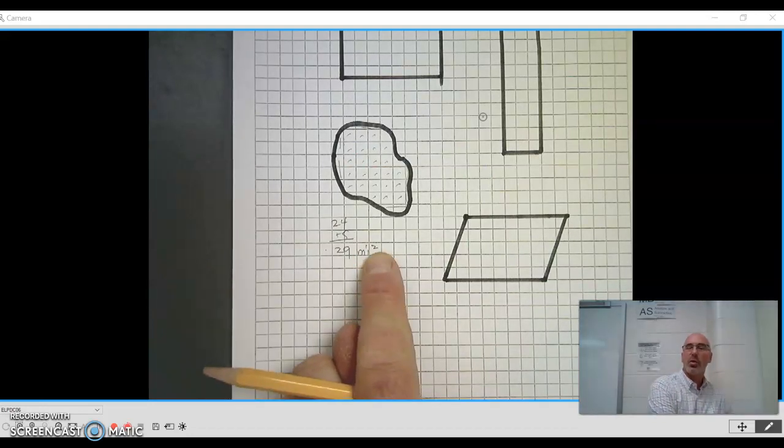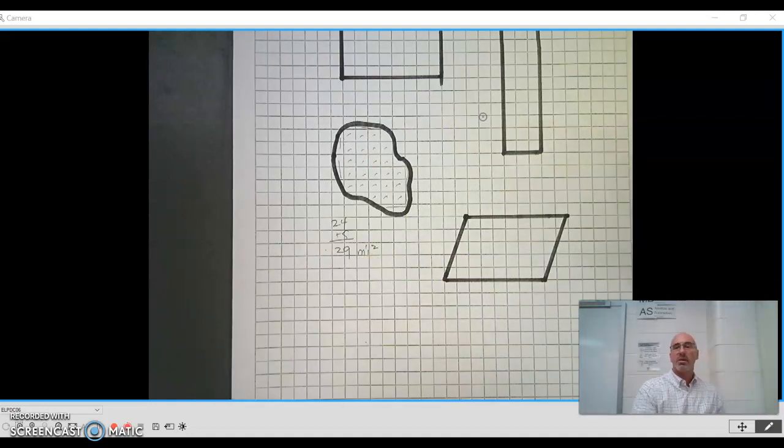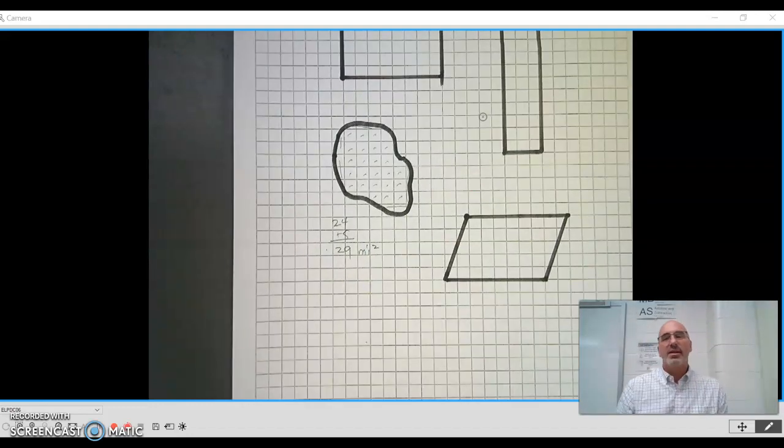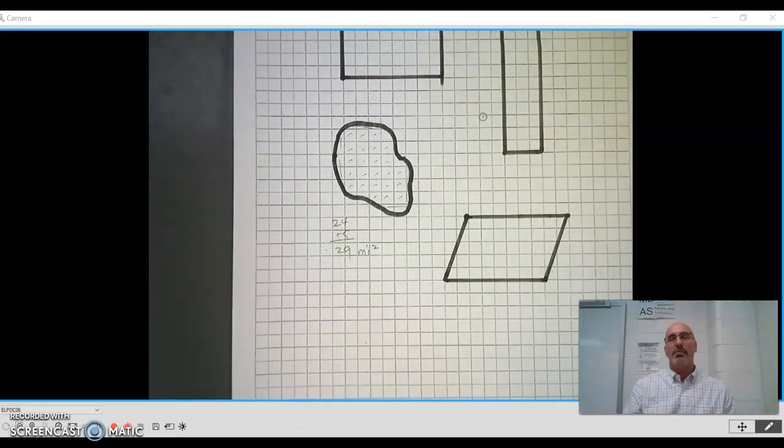Okay, see how we put the 2 where the exponent would go, square miles. That means it is a square, which is a mile on both sides. So that's just a way to estimate.